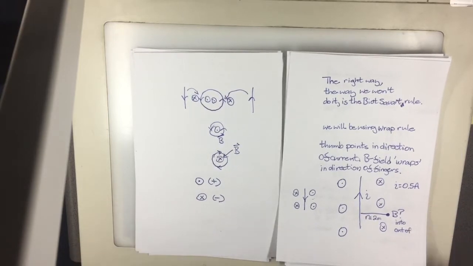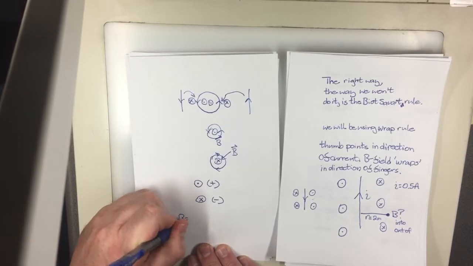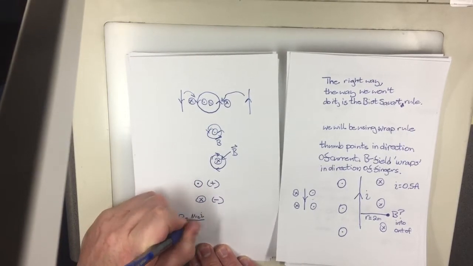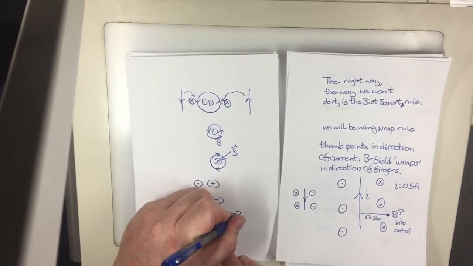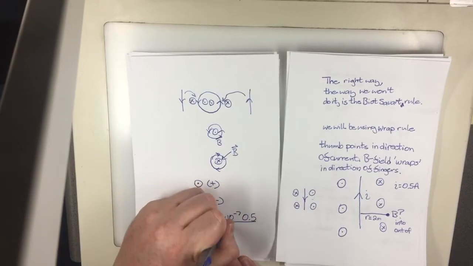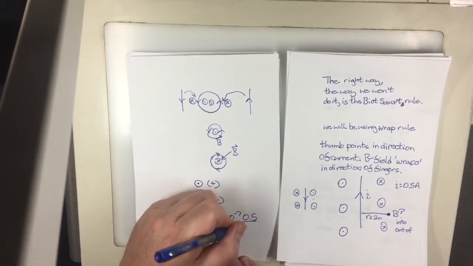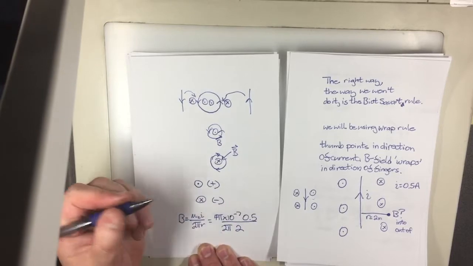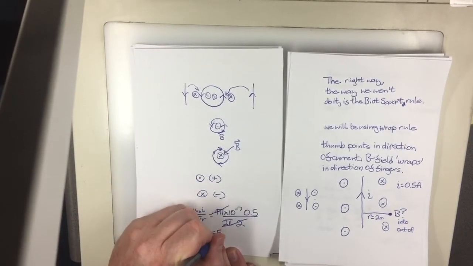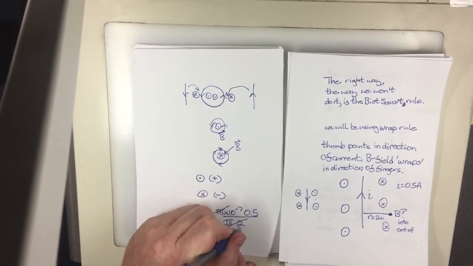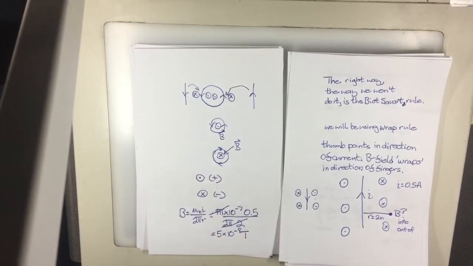And all you would do is say it's a straight line. So the B field is mu naught I over 2 pi r. Mu naught is 4 pi times 10 to the negative 7, I is 0.5, over 2 pi, r is 2, and I love stuff canceling. That cancels with that, and I'm left with 5 times 10 to the negative 8 Tesla, or 50 nanotesla.